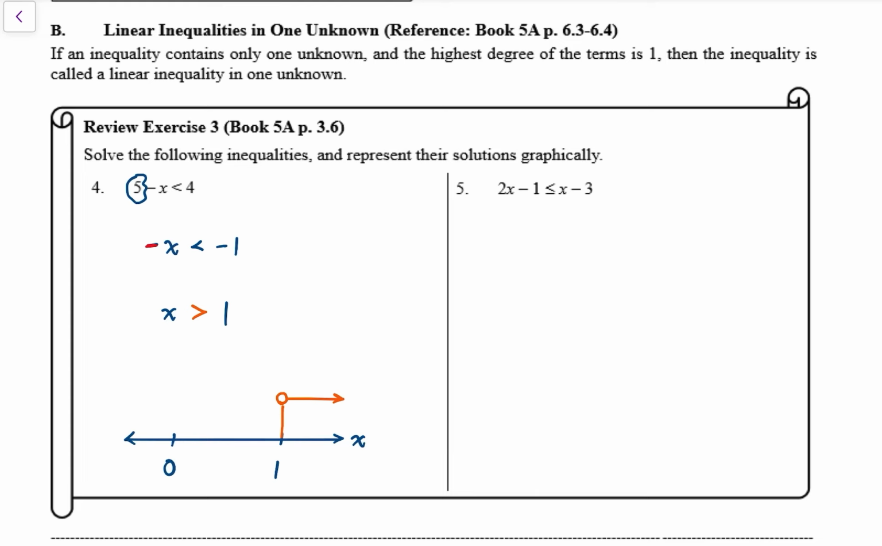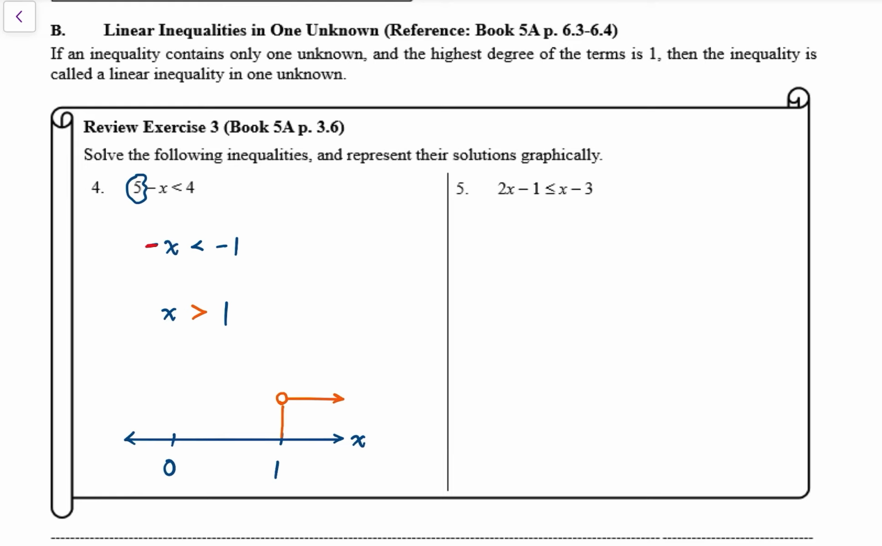Since x is greater than 1, the arrow will be pointing towards the right, and also the inequality sign is greater than, so we'll be using the open circle.